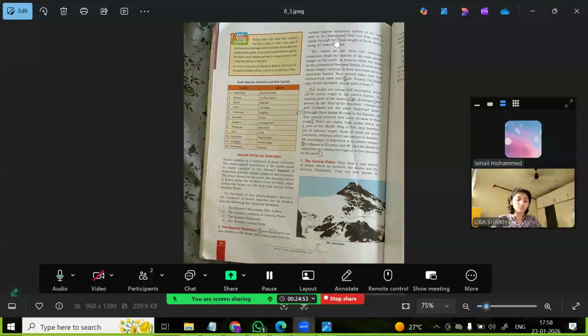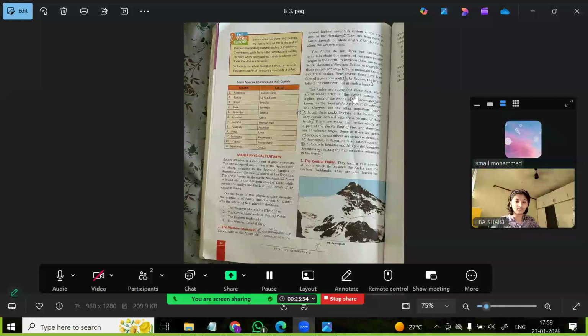What is the highest mountain system in the world? It is the Himalayas, to the northeast of India, between India and China. Then the second highest mountain range is the Andes mountains. They run from north to south along the whole length of the western coast. And this is important: Lake Titicaca is the largest lake of the continent.